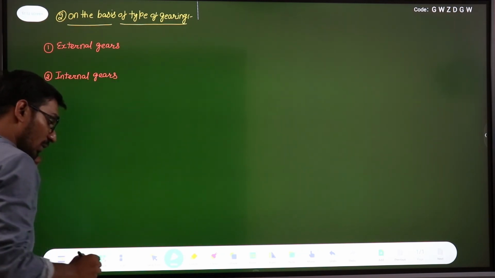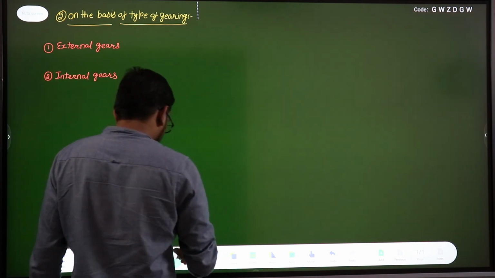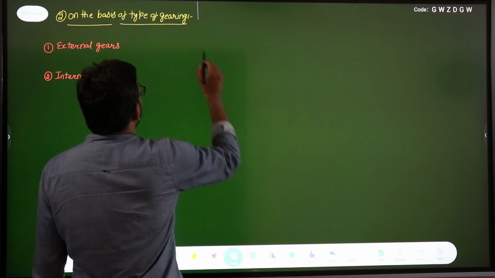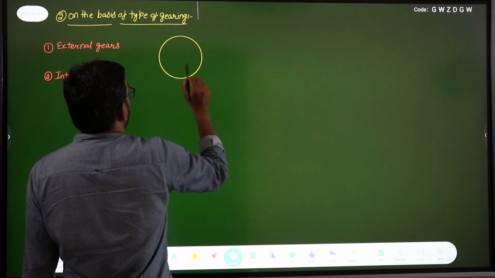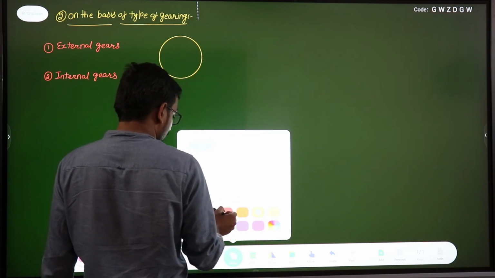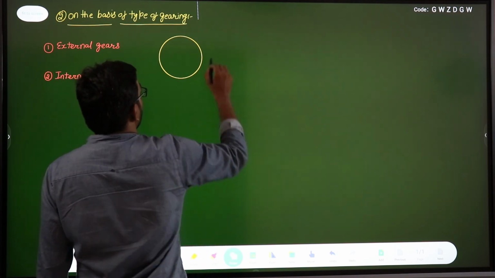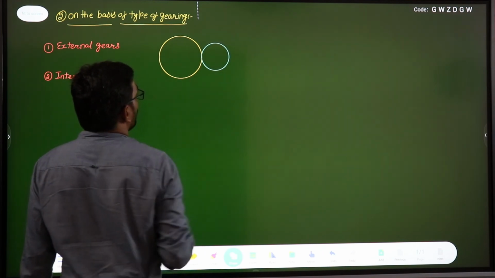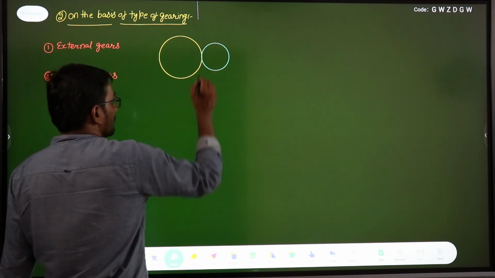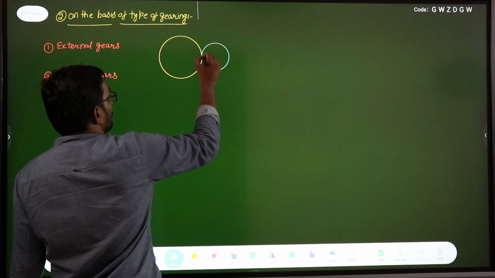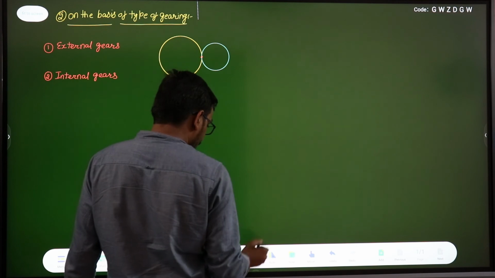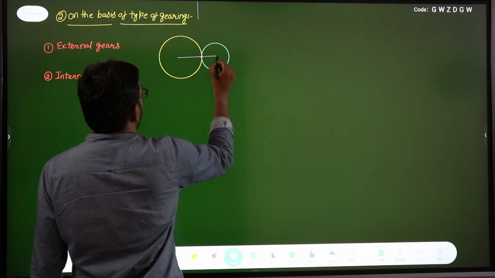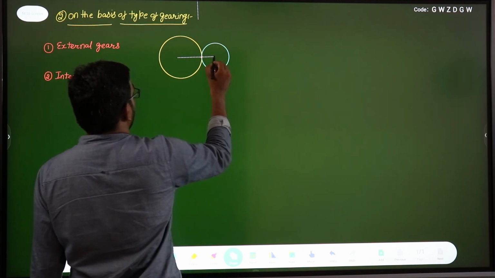Right, we will see one by one. Suppose, let us say, first of all let us talk about the external gear. Suppose this is the gear 1, and let us say this is the gear 2. They are in contact with each other externally. The external surface is in contact with each other, and suppose this is the line joining the center of the two shafts, right?